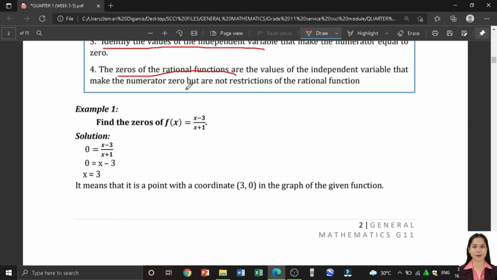So say for instance, we have example number 1. Let us find the zeros of f of x is equal to x minus 3 over x plus 1. Okay, so first step is you're going to factor. So since x minus 3 and x plus 1 are not factorable, hindi na natin siya pwedeng ma-factor, proceed tayo sa second step, which is you're going to find the restriction or the restricted values.